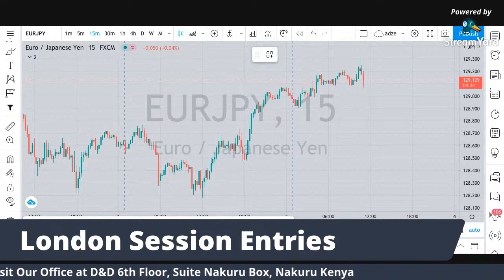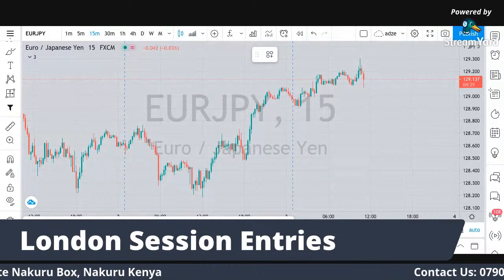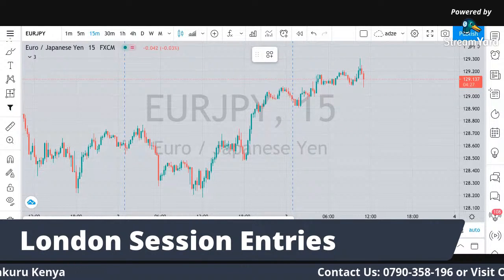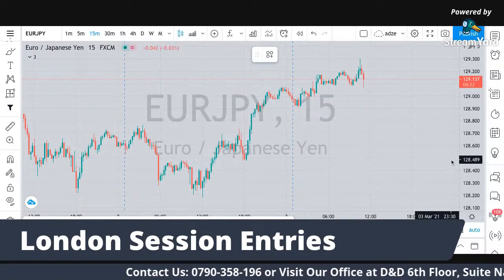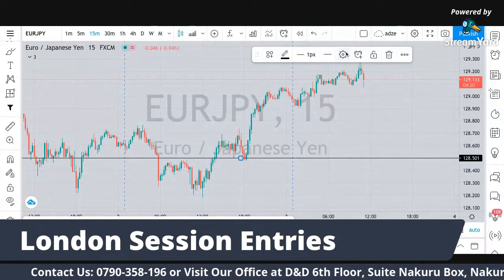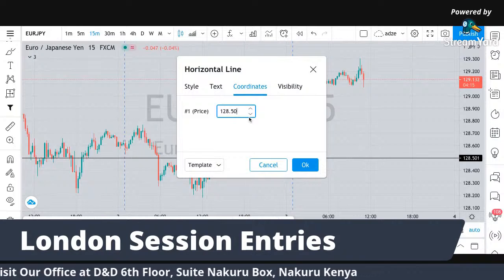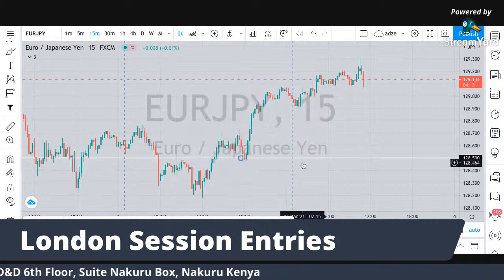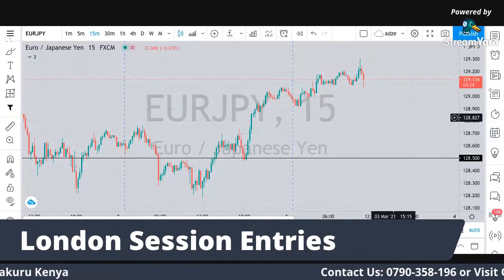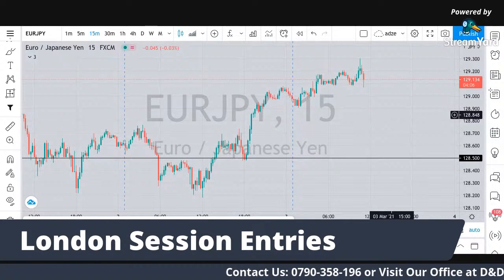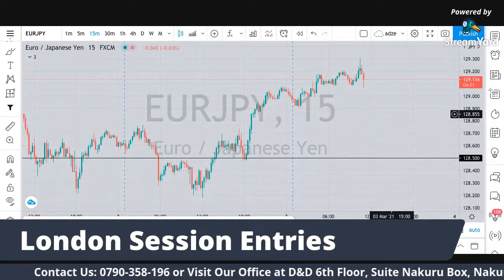Now, let me know the concept. Yeah, it is whole numbers. In this case, we are at a zone of 128 to 129. Therefore, we have 128.5. Because it is a whole number, and then it is what the institutions use.